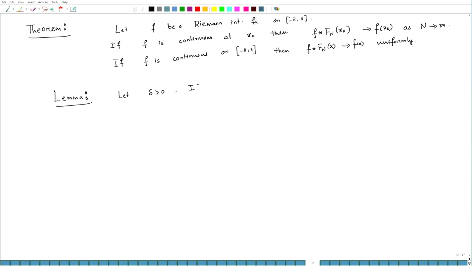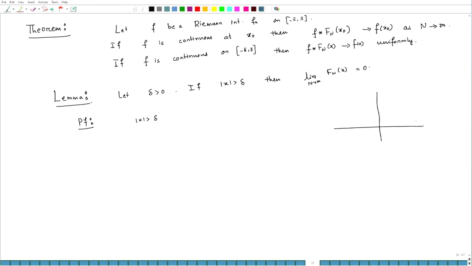If mod x is greater than delta, then the limit as n goes to infinity of f n of x is equal to 0. So, how do we prove this? Now, you see mod x is greater than delta.